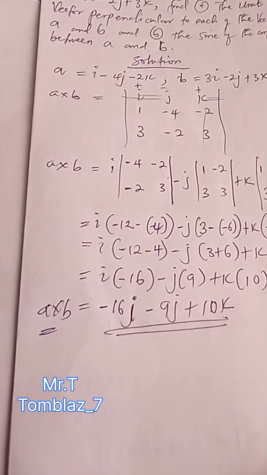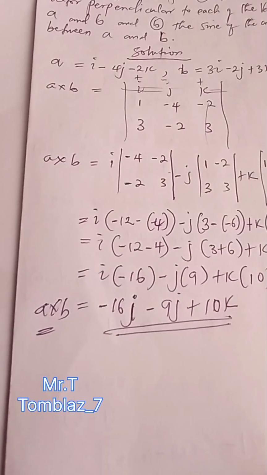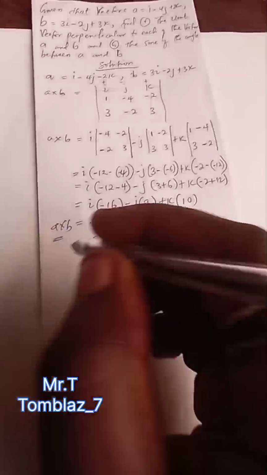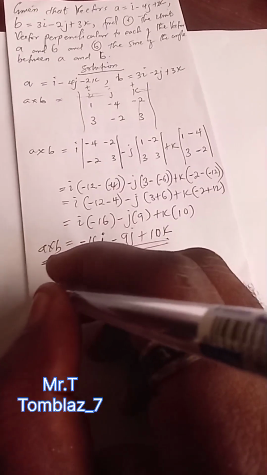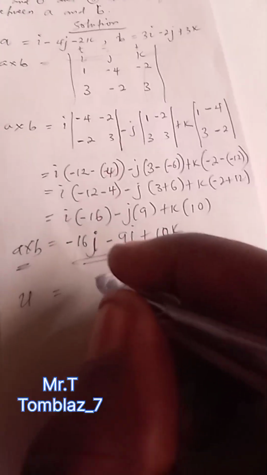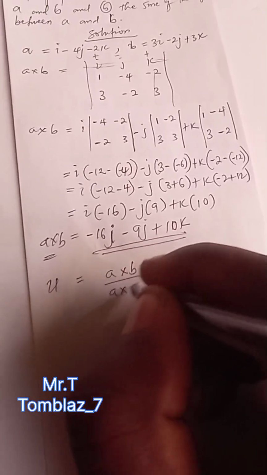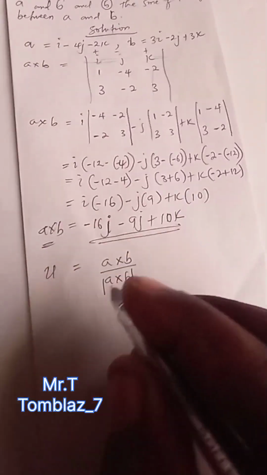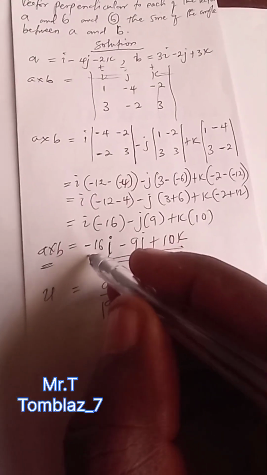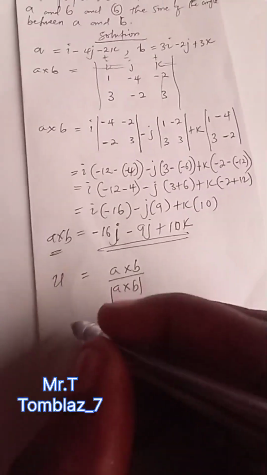Okay, so the next thing they say we should find is the unit vector. So in finding the unit vector, since the cross product is perpendicular to A and B, our unit vector U will be equal to A cross B divided by the modulus of A cross B. Since we have gotten A cross B, let's just find the modulus now.